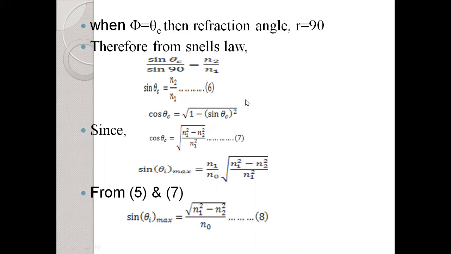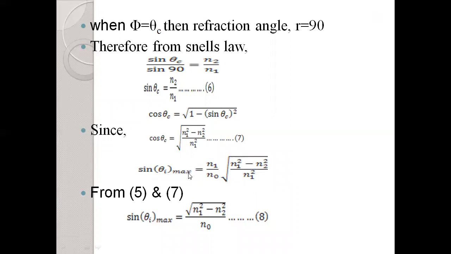As we know, there is a formula sin square theta plus cos square theta is equal to 1. From that, due to rearrangement, you can write cos theta c is equal to root of 1 minus sin square theta c. Just substitute n2 by n1 in place of sin theta c, and after rearrangement, you'll get cos theta c is equal to square root of n1 square minus n2 square by n1 square.